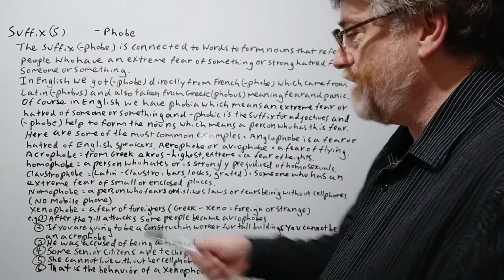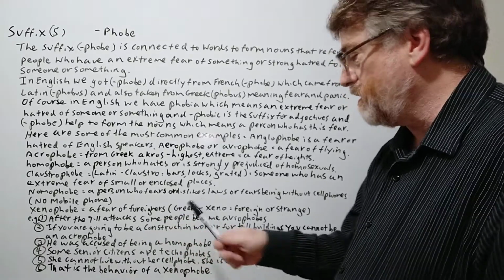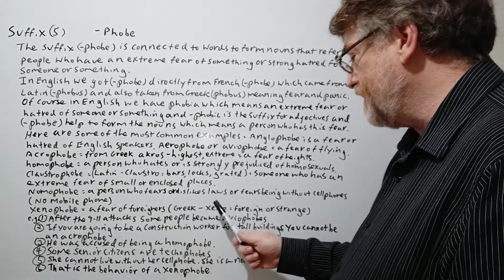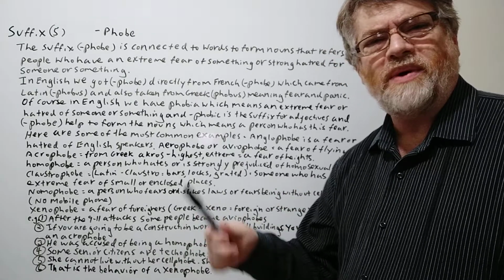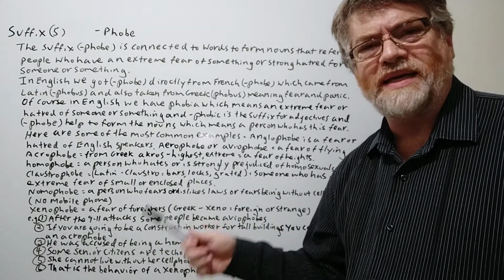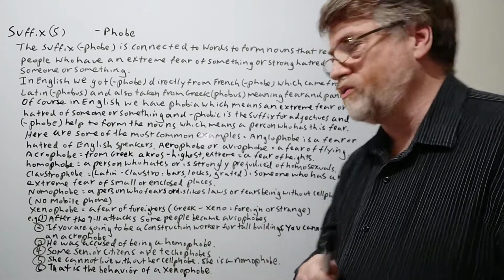All right, great. And of course, xenophobe. A fear of foreigners, also coming from Greek, the xeno meant foreign or strange. Because sometimes you wonder, where do they get these beginnings? Well, why xeno? What does that have to do with foreigners? Well, it came from Greek, meaning foreign or strange.